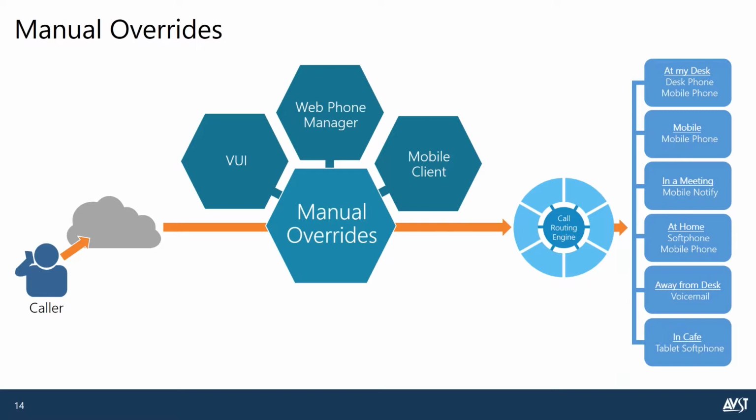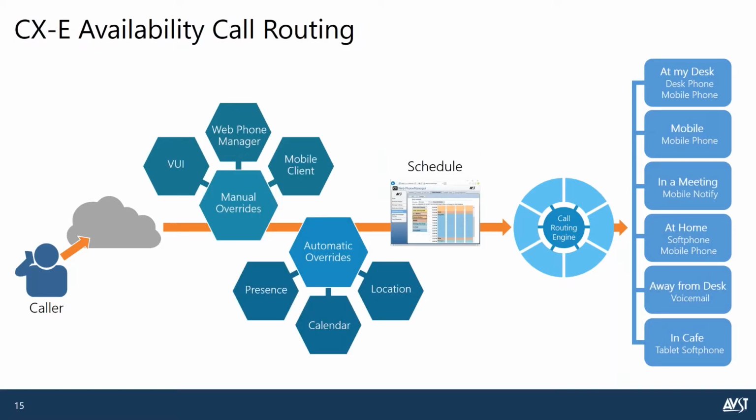Now I could just take advantage of it and no calls will come to me. That would be nice. But more than likely I will go in and put a manual override and say, no, I'm already back at my desk. And I can do that by calling in over the phone and saying, change my availability to at my desk. Or I can go into my web phone manager, my web client that the users have, or my mobile client, and I can put those overrides in.